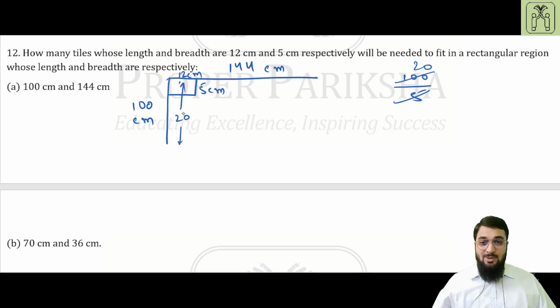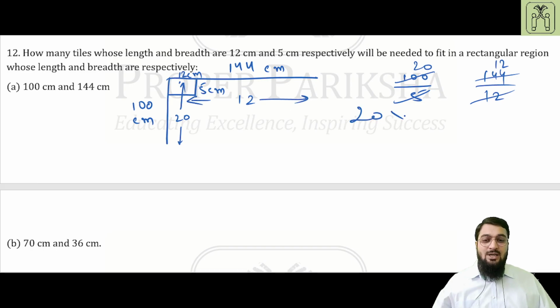this direction will be 20, and for the 144 direction it will be 144 divided by 12, that is 12 times. So in this direction it will be 12. So just multiply 20 into 12 and you will get the answer. So 12 into 2 is 24, and that will be 240 tiles will be required.